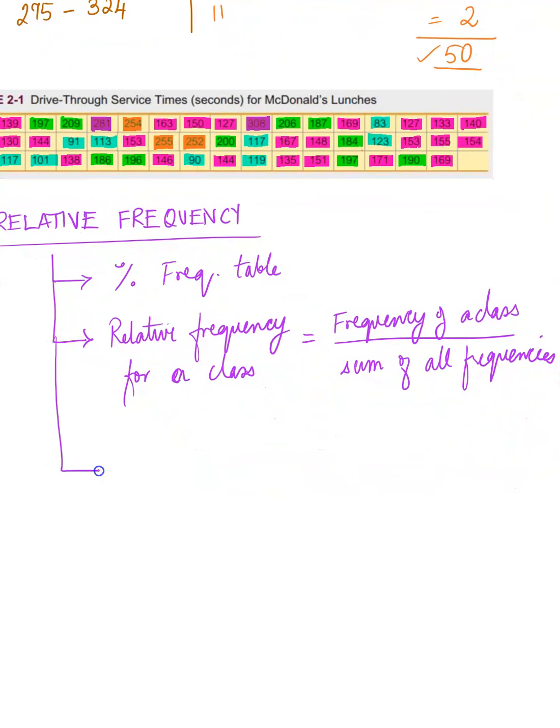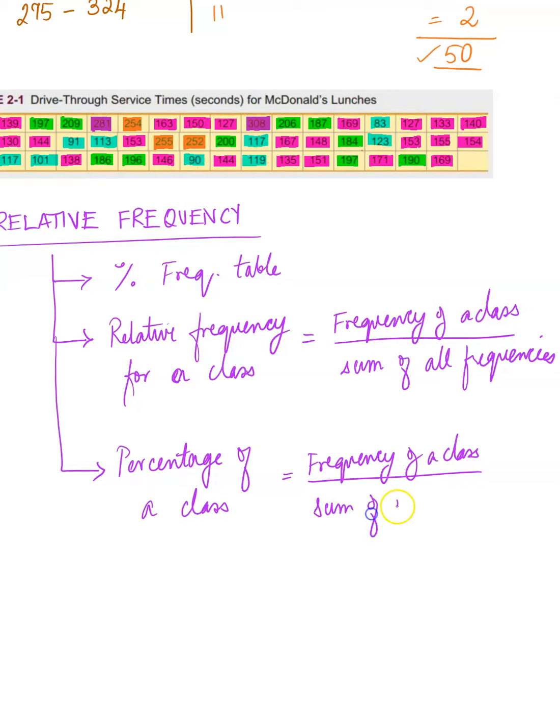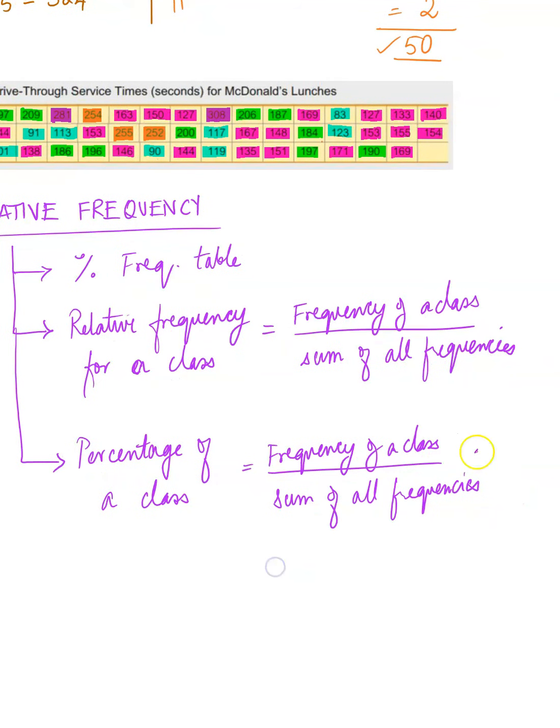Percentage of a class, because it's called a percentage frequency table, we understand it better, is you take this formula and multiply it by 100%. You just convert that fraction to a percentage. So I'll just write that here: frequency of a class divided by sum of all frequencies times 100%. Okay. So we're going to take this current problem and convert it to a relative frequency table.